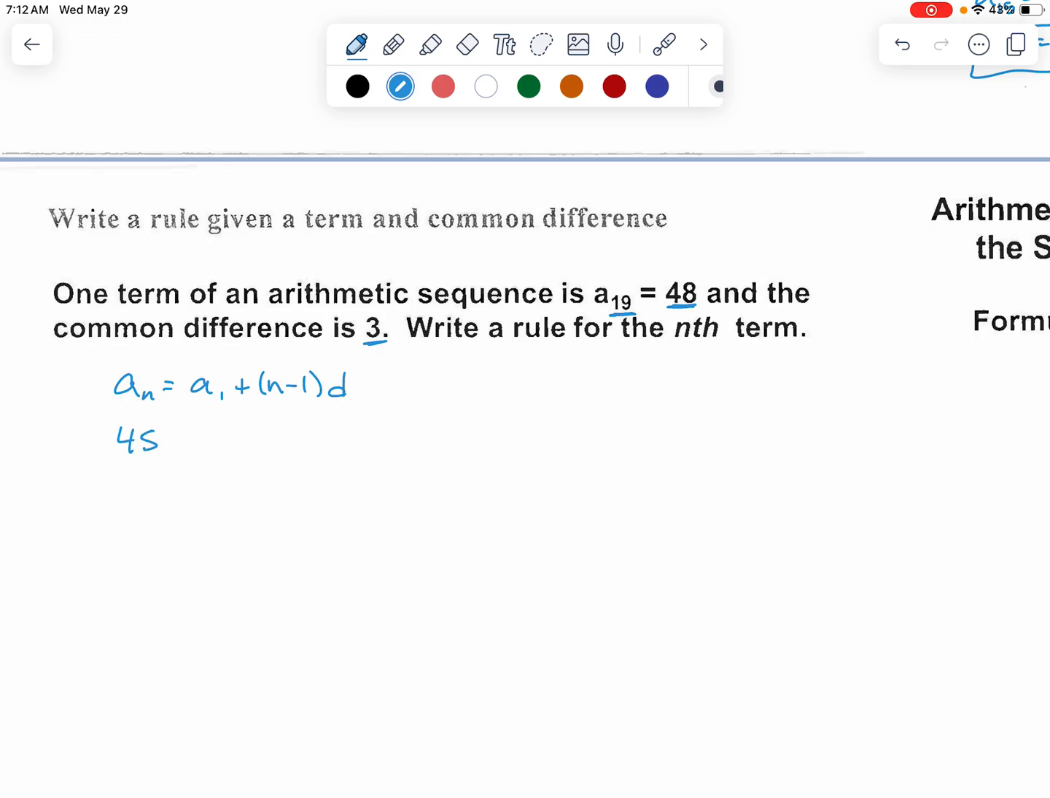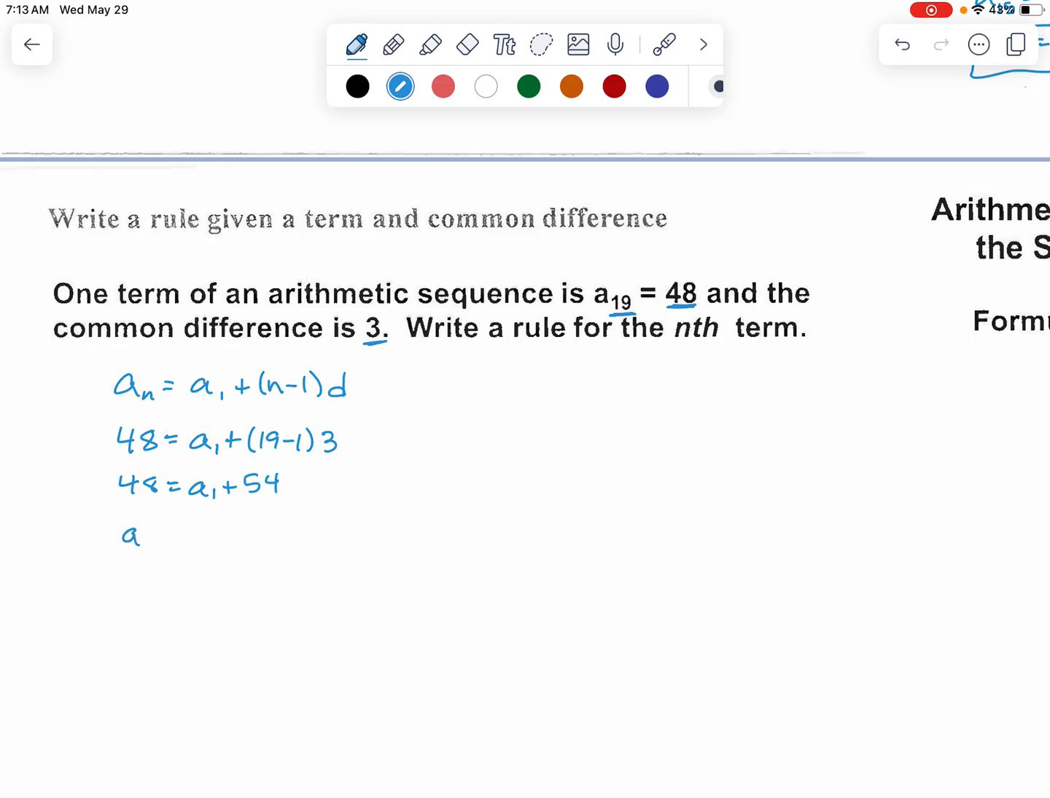So we know a sub n is 48. We don't know the first term, that's what we're looking for. But when this equals 48, that is your 19th term minus 1 times your common difference. So when we simplify this out, you have 48 equals a sub 1 plus 19 minus 1 is 18. 18 times 3 is 54.